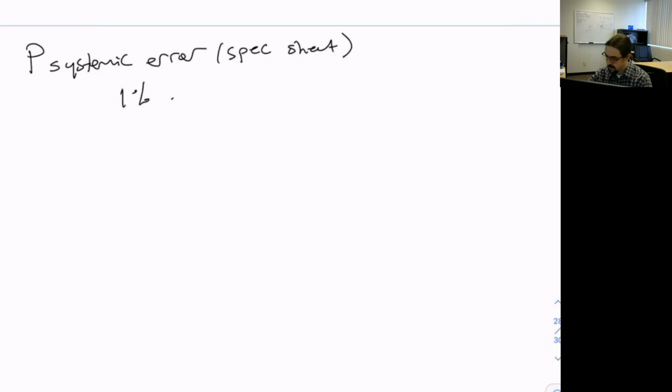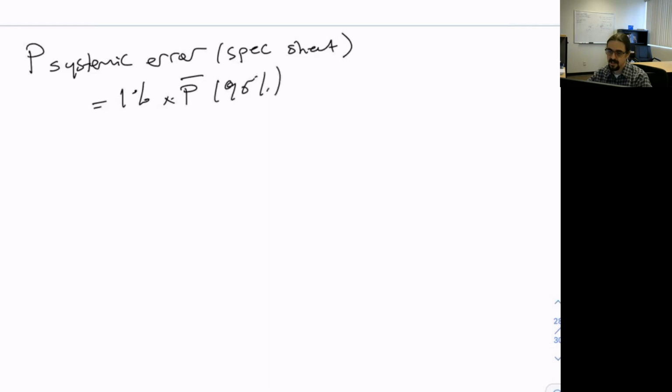Okay, so the pressure systemic error was given from my spec sheet as 1% of my pressure reading, at 95 percentile.